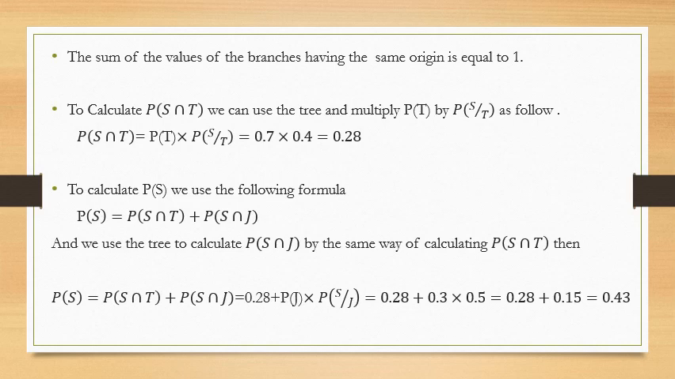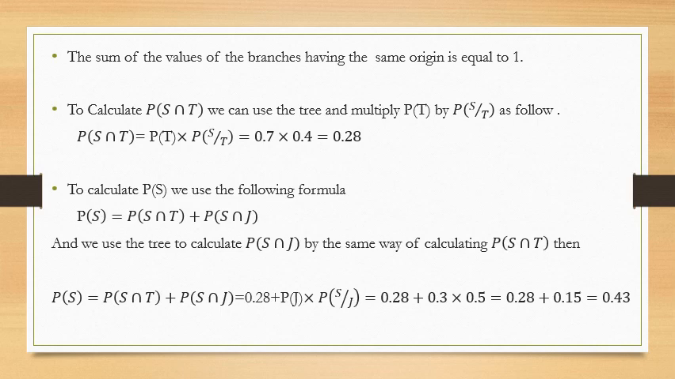So we can do this by multiplying probability of T by probability of S, knowing that T, which is 0.7 times 0.4, which is 0.28.